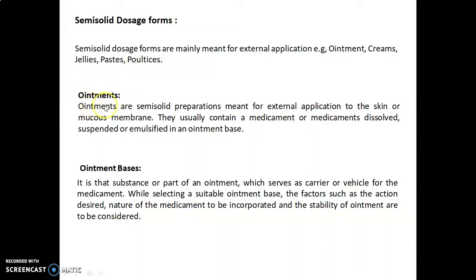Ointments are semi-solid preparations meant for external application to the skin or mucous membrane. They usually contain a medicament or medicaments dissolved, suspended or emulsified in an ointment base. The ointment base is that substance or part of an ointment which serves as a carrier or vehicle for the medicament. While selecting a suitable ointment base, factors such as the action desired, nature of the medicament to be incorporated and the stability of the ointment are to be considered.